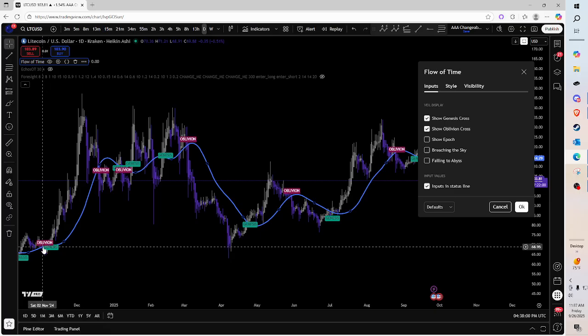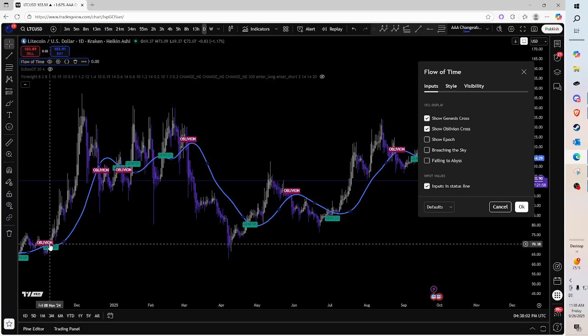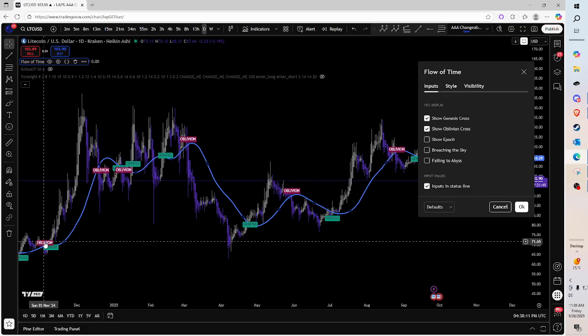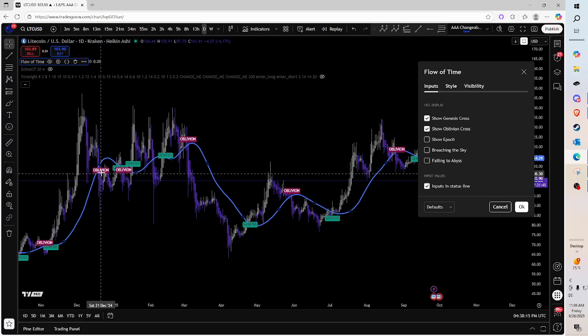So we can just flip what we're doing right here with probably a minimal loss, because if you are DCAing, or if you have a stop that's appropriate, this Oblivion cross wouldn't have even mattered. And you can see how we really catch moves right here.